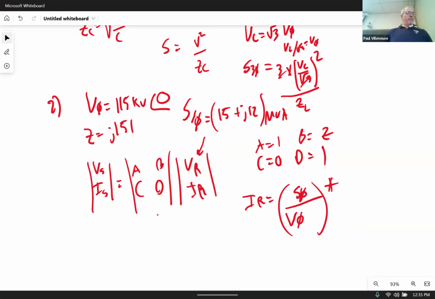Any questions on number 2? Why do IR over 3 times? Because S is a single phase value. Why would I divide it by 3? If it was a 3-phase value, I'd have to divide it by 3, but not as a single phase. And the problem description was specific. The load is given per phase, not total.